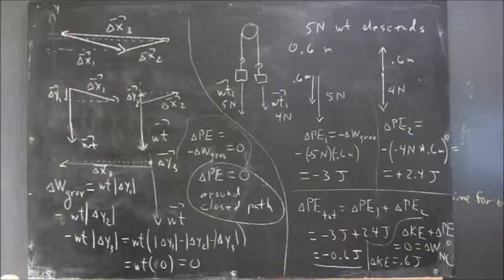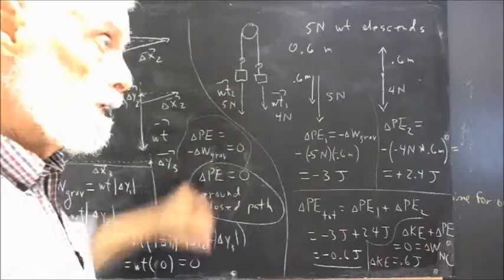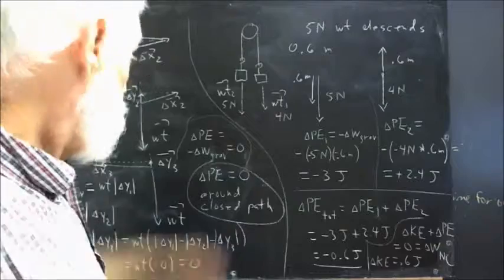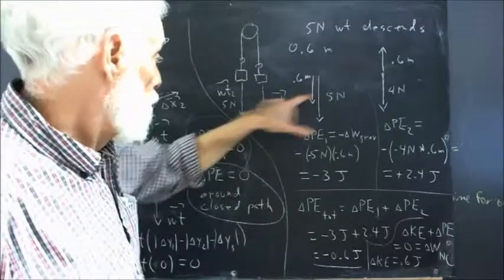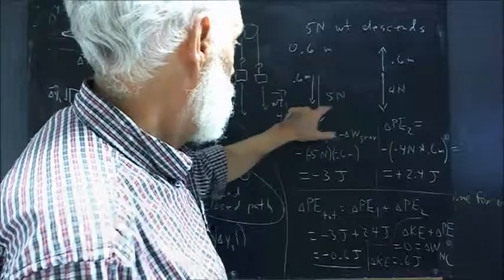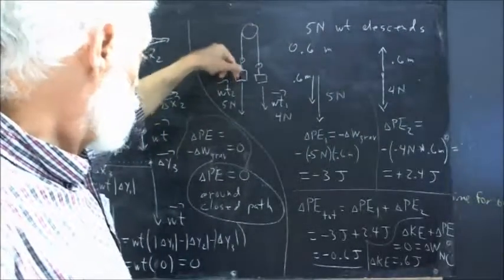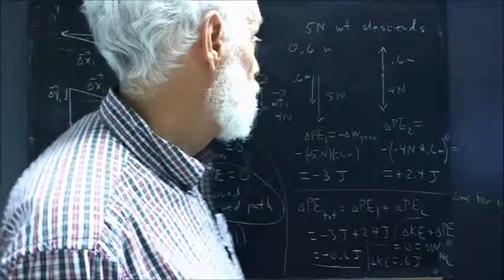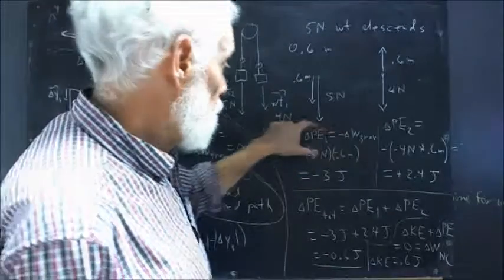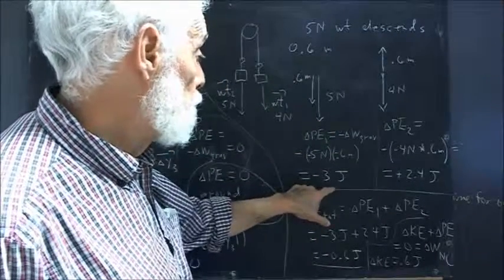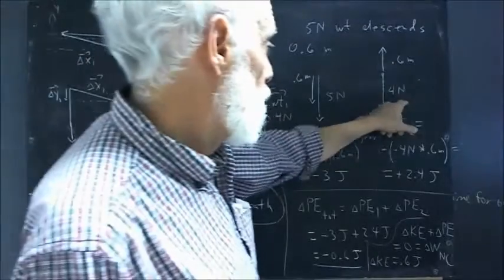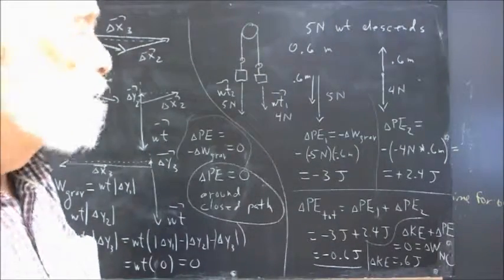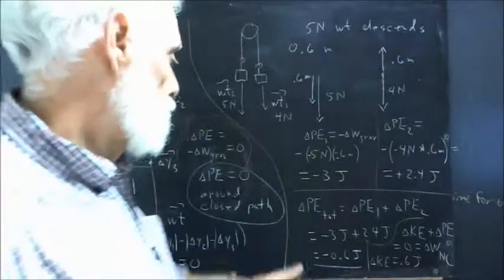I don't remember which problem this is. Just doing a quick summary here. We have that in detail on the other videos. For the Atwood machine, we sketched the forces, and then we sketched each force with the displacement of the particular weight. This 5 Newton weight descends 0.6 meters, so that the 4 Newton weight has to ascend 0.6 meters, and we get the change of potential energy here, which is going to be -3 joules, very easily calculated, and the change of potential energy here, which is going to be +2.4 joules, again, very easily calculated. If you want further discussion, you check the original video.